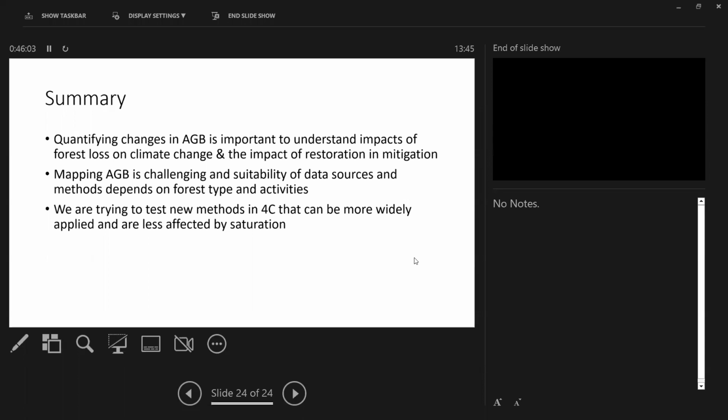And I guess that's the goal of this project, is to try and test new methods and develop more widely applicable methods that can be used in all different types of forests, that hopefully won't be over-reliant on sort of data that might have a bit of a shelf life. It's not an easy task, I guess, is my overall conclusion. But yeah, that's it.